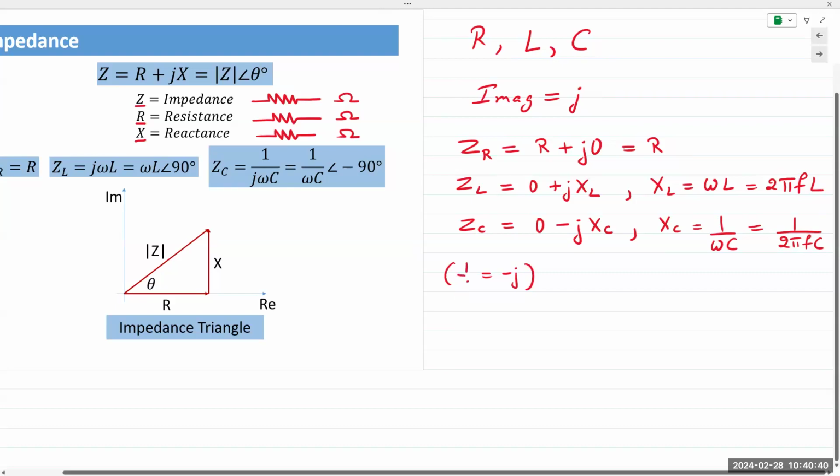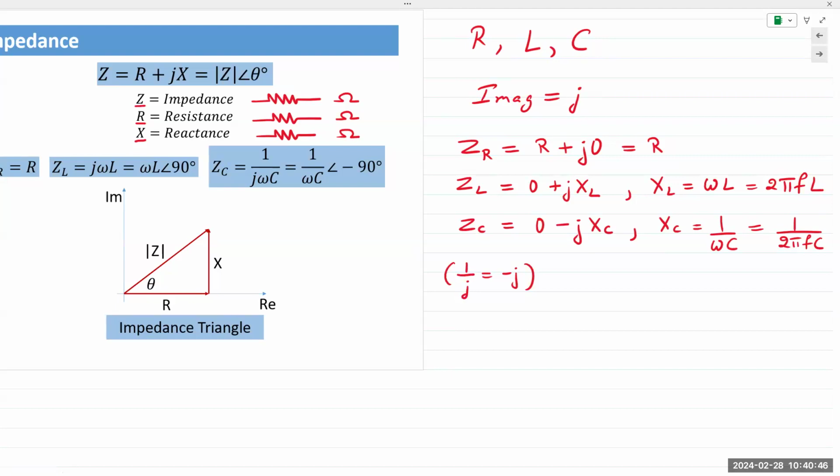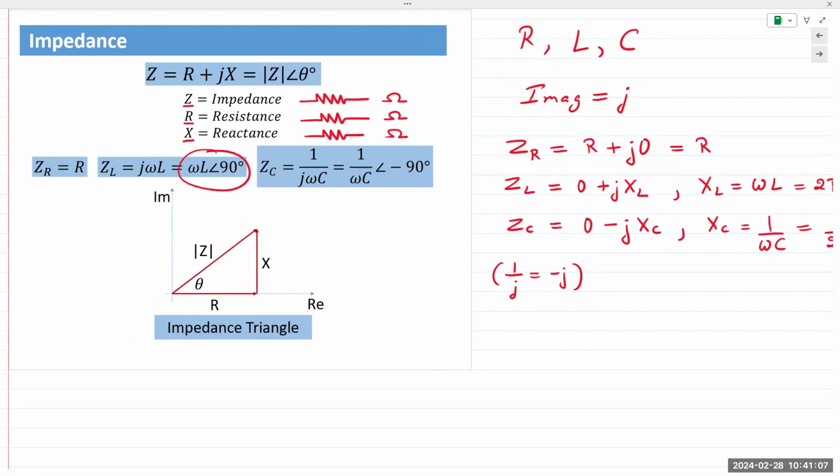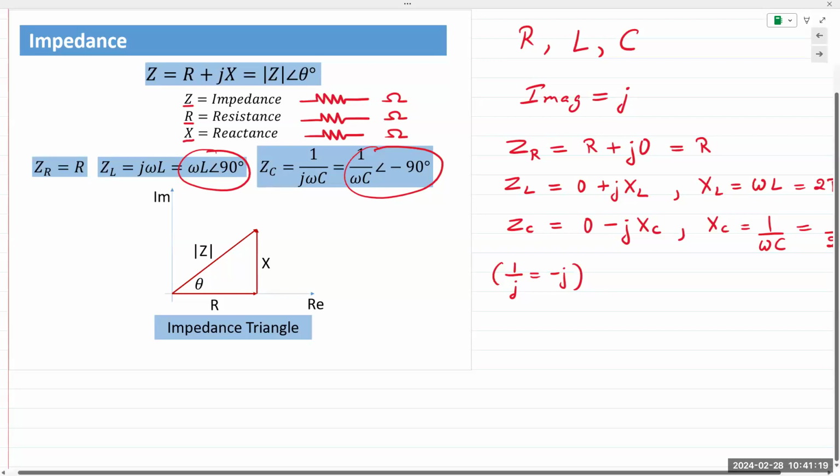The reciprocal of the imaginary number is the negative of the number. Does everyone know that? 1 over j is minus j, hopefully. Okay, let's see. So when you transform this into polar coordinates, you get omega L with a phase angle of plus 90 degrees. For ZC, it's 1 over omega C with an angle of minus 90. There's a reason for that, which I will explain in just a little bit. Again, rectangular coordinates versus polar coordinates.